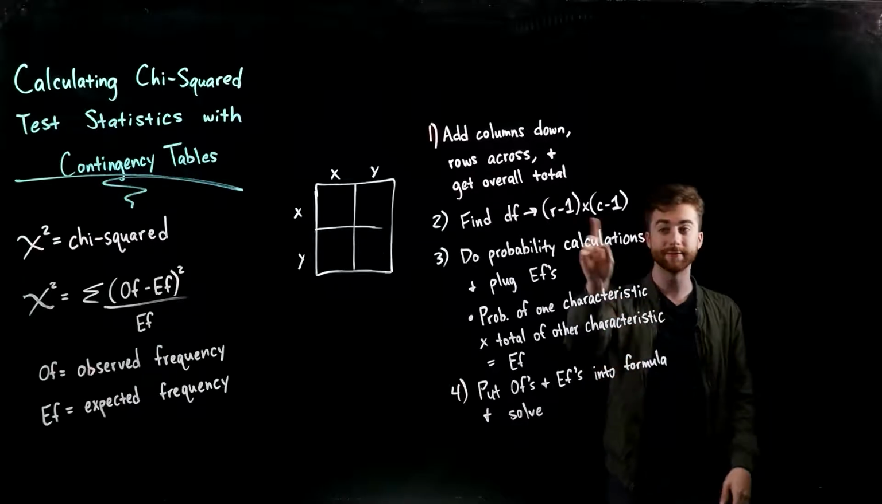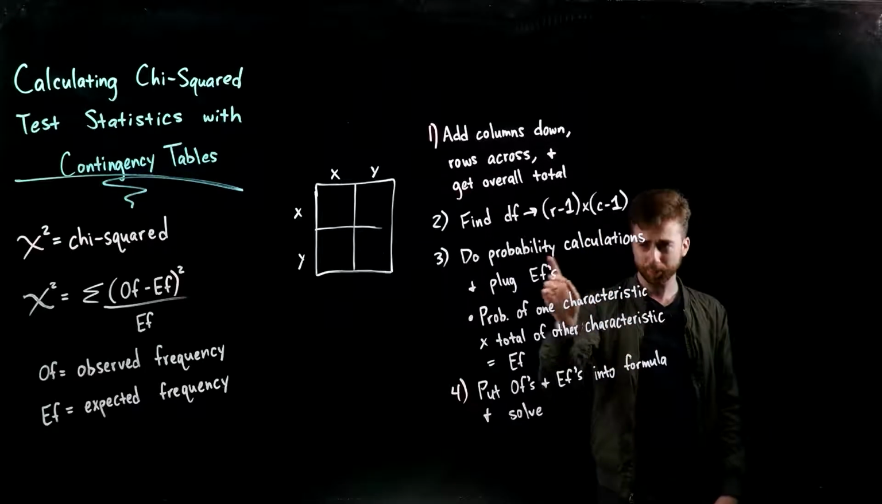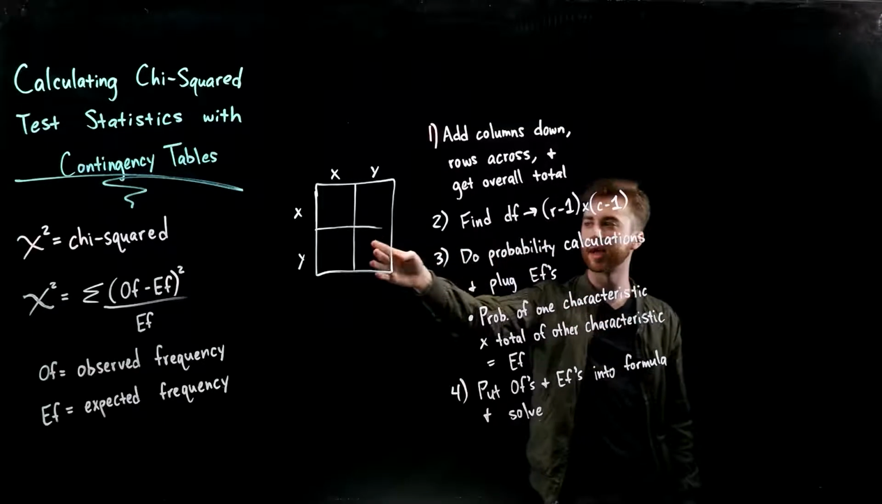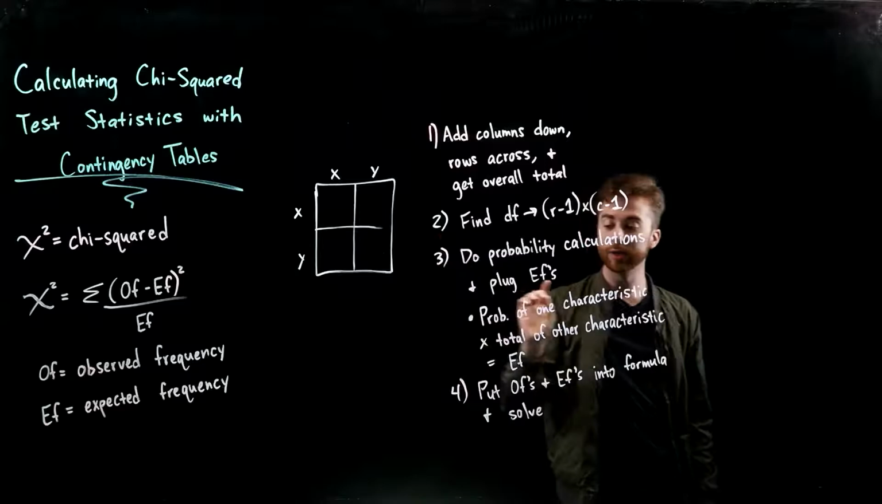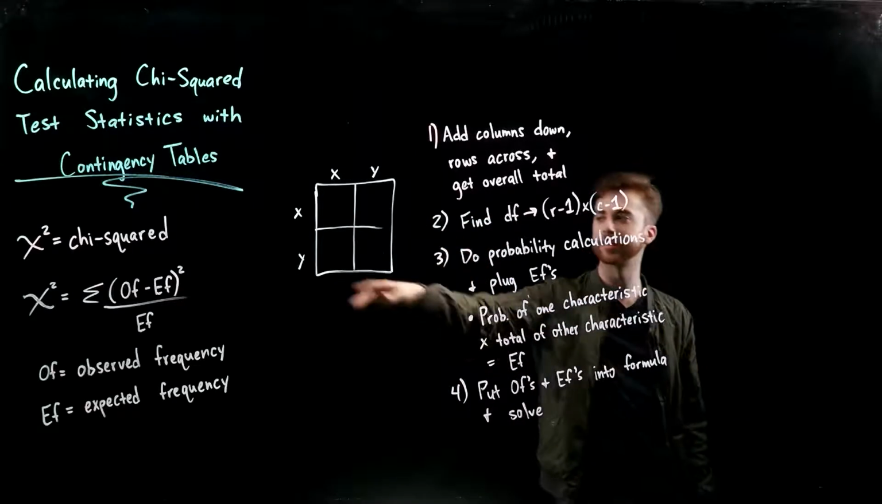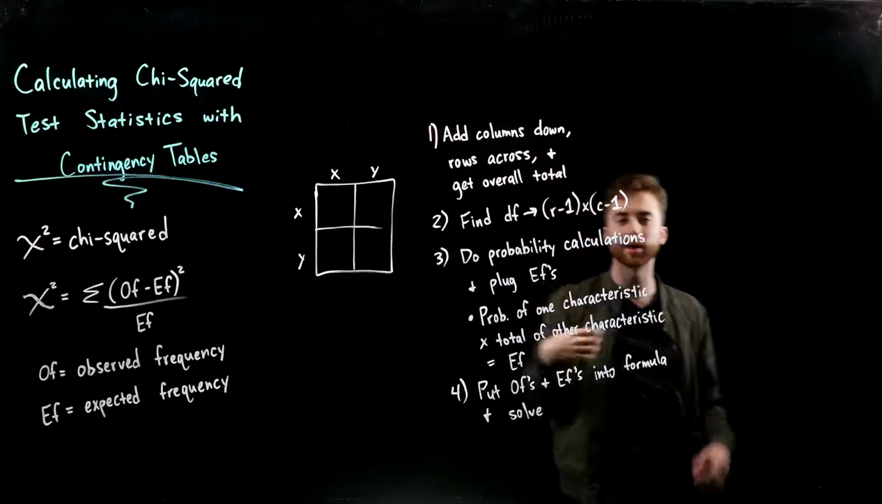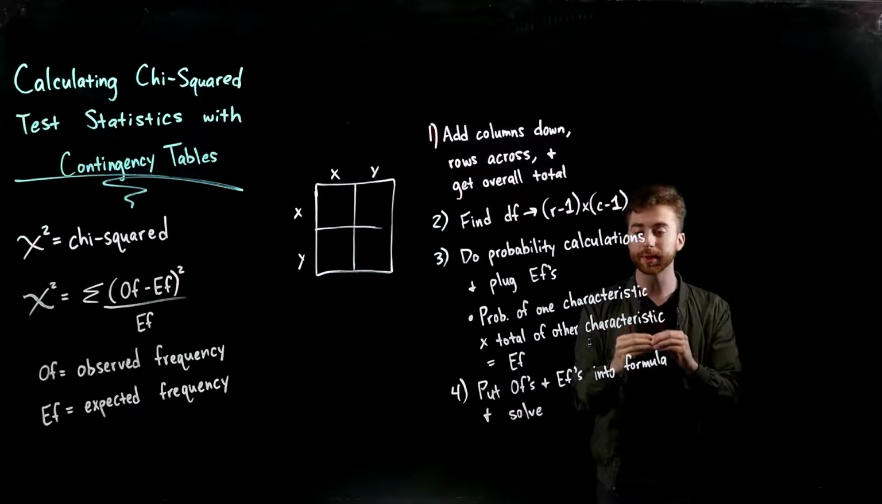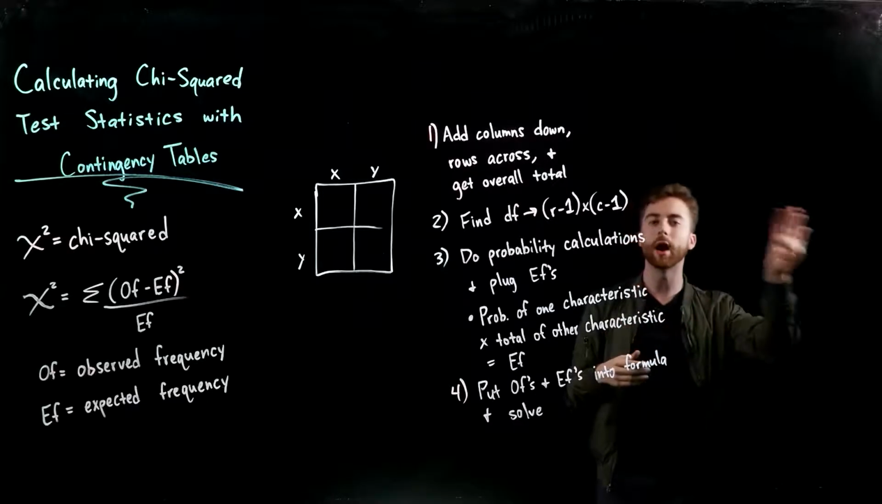So keep that in mind. It's very useful to know. The way you do these probability calculations is simply, when you're looking at a cell, so let's say we're looking at XX, you take the probability that one of those characteristics happens. So let's say, this is like this first x right here. You'd find the probability that that x occurs and multiply it by the total of the other x.